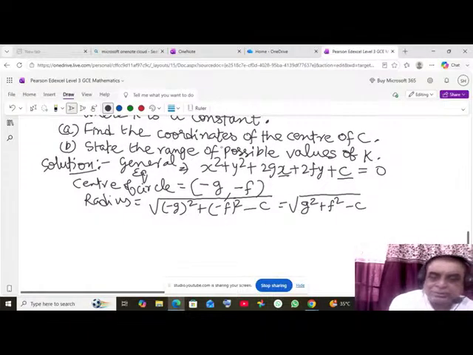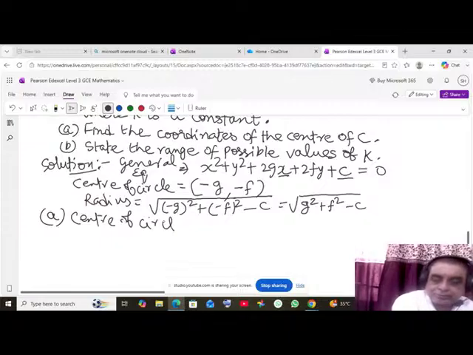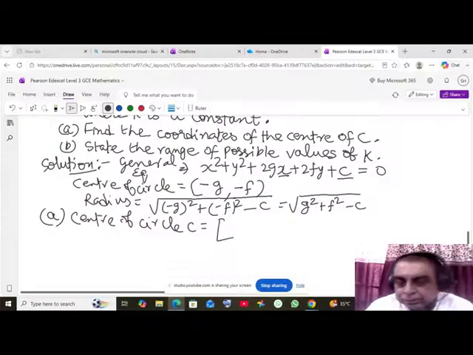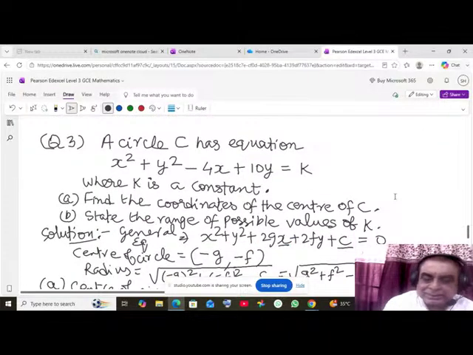In part A, we are asked to find the coordinate of the center of C. So I am doing part A. The center of circle C: as I have told you, take the coefficient of x in this equation, divide it by 2 and change the sign. The coefficient of x is minus 4. Minus 4 divided by 2 is minus 2, and changing the sign.